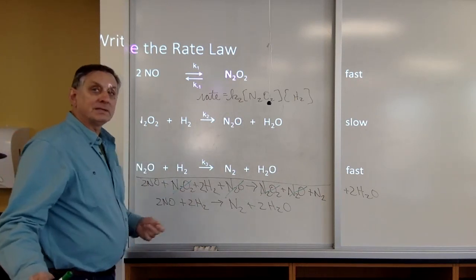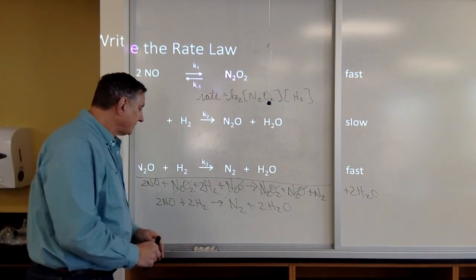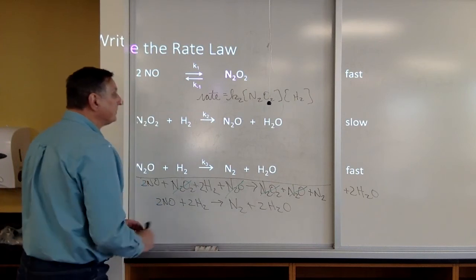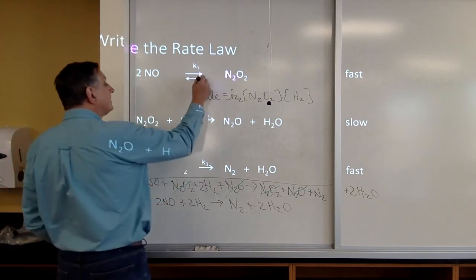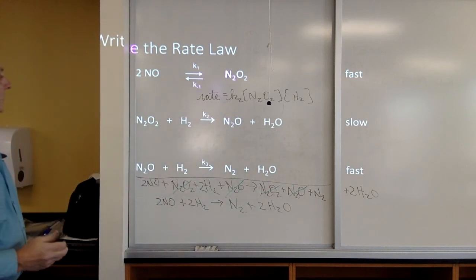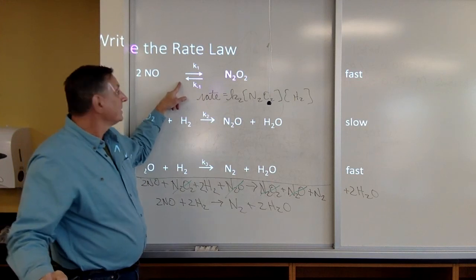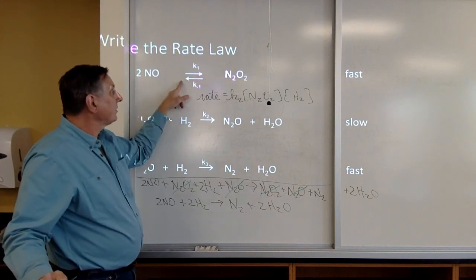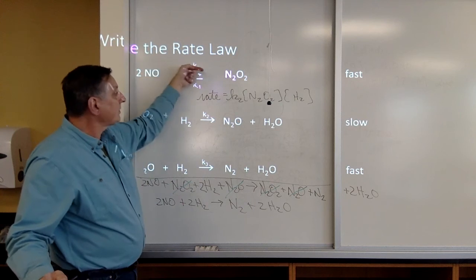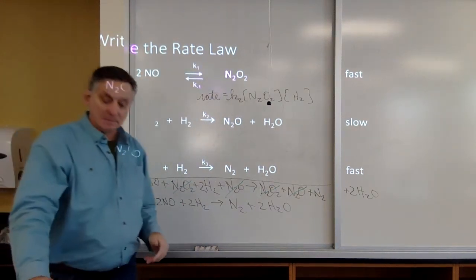Well, this is where we'll end today. What you do for something like this is we look at the step up here. We look at what we have up here. This is a fast equilibrium. See how we have the arrow going forward and the arrow going reverse? You have K1 going forward, K minus 1 going reverse. This is what equilibrium means.